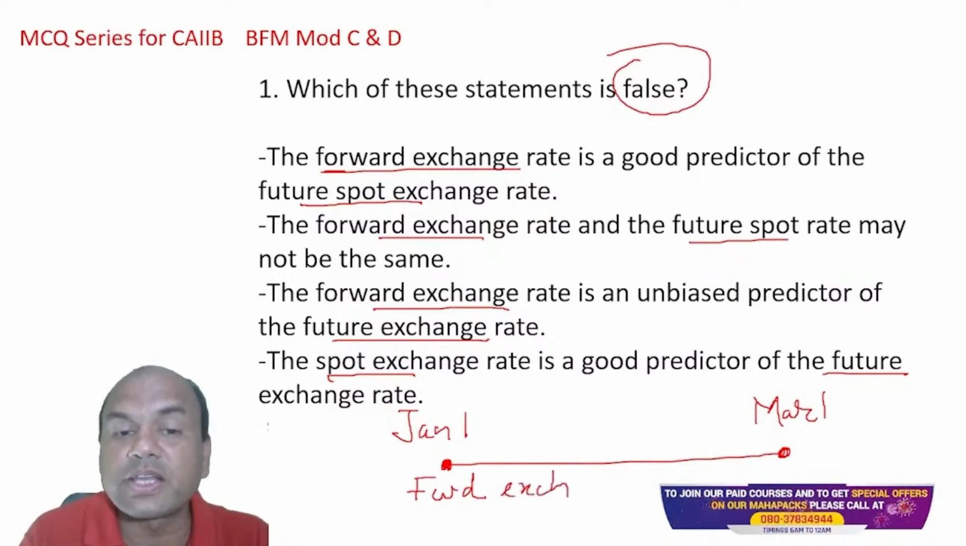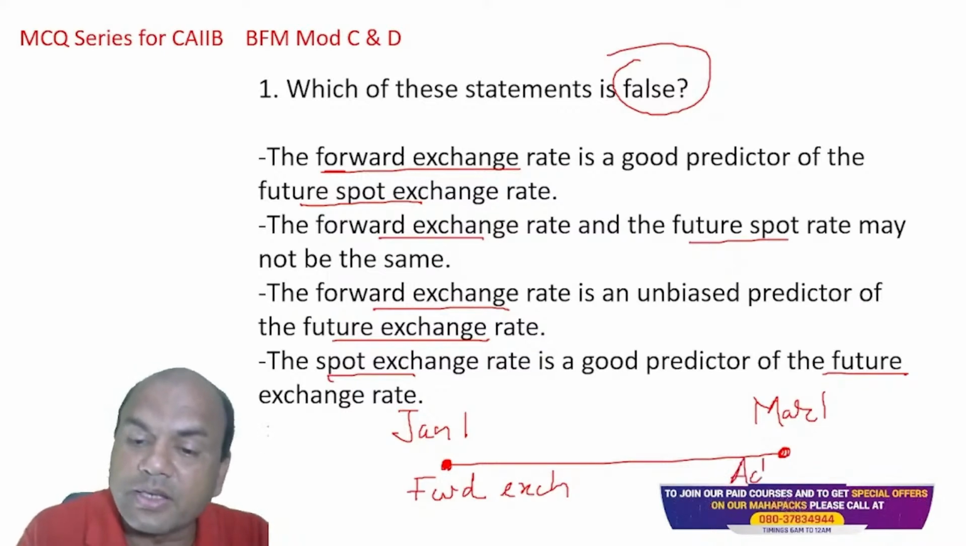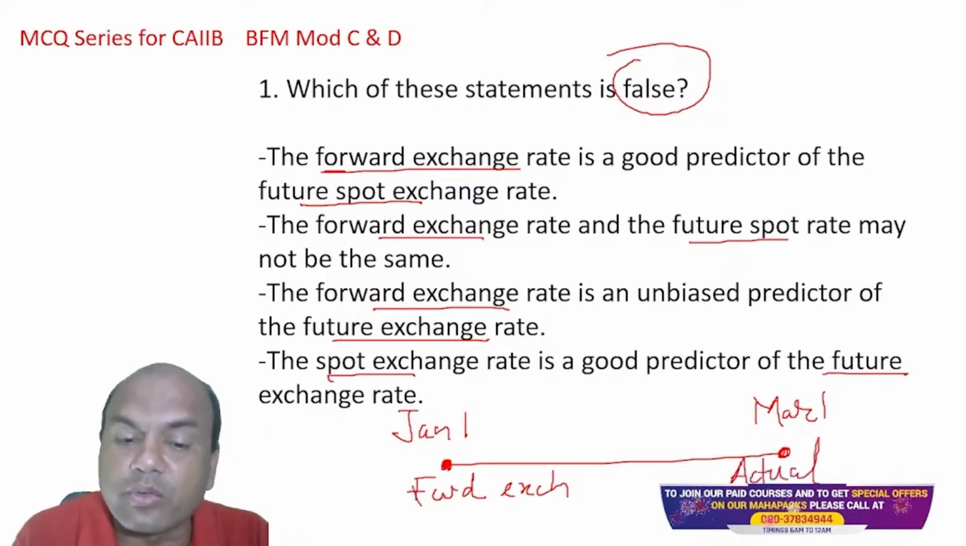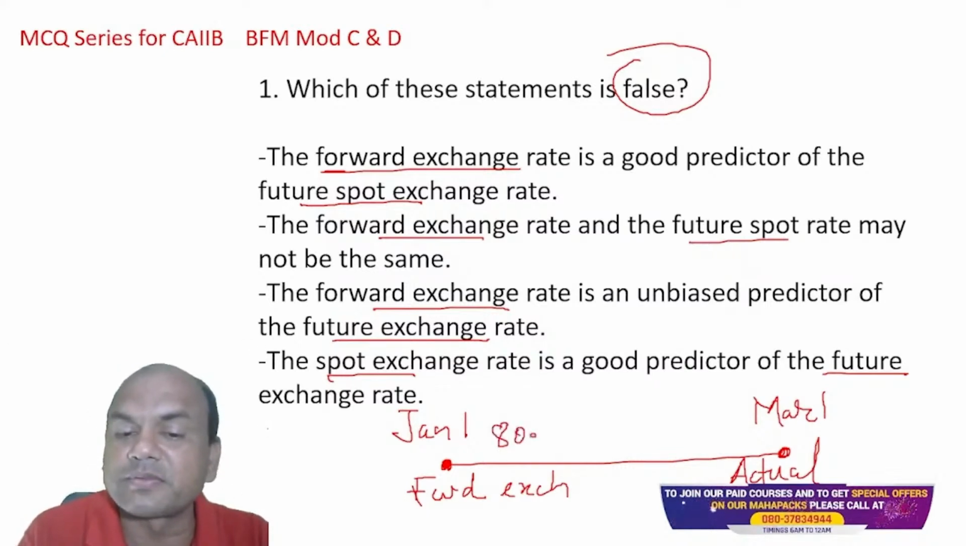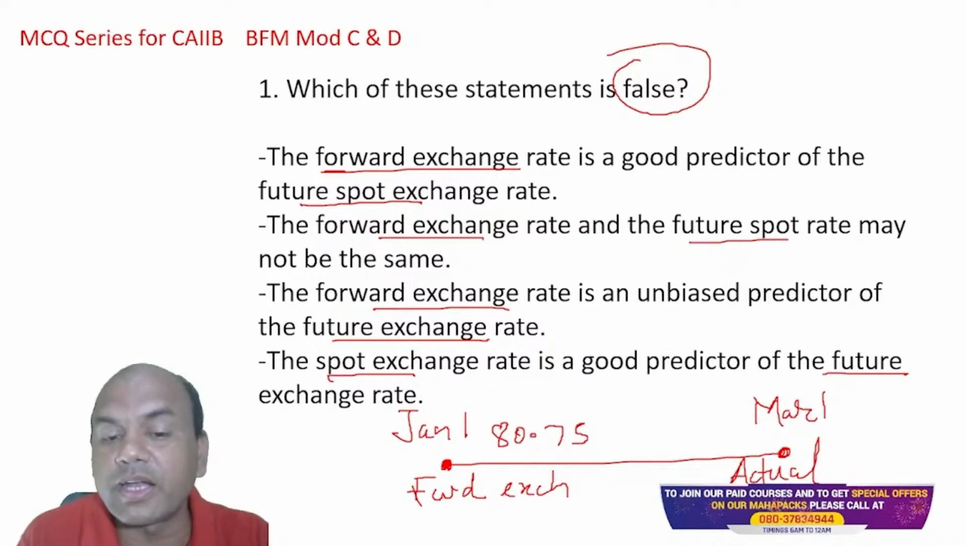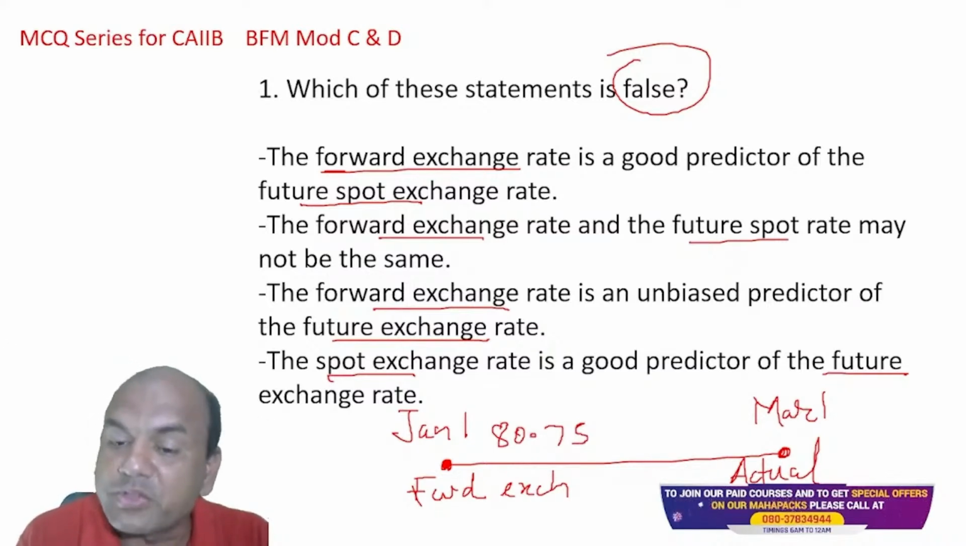Now what is future spot exchange? It means the actual rate on March. If I book this rate today for March, let's say at 80 rupees 75 paise, but actually on this date it goes to, let's say, 83 rupees.